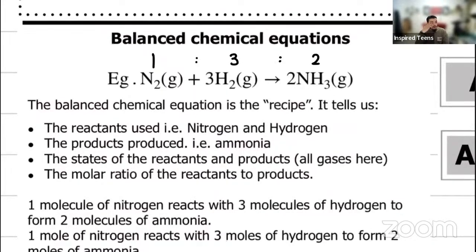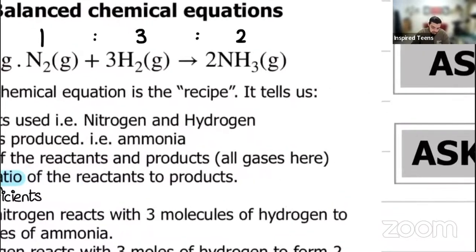So remember, 1 mole contains the same amount of particles as 12 grams of carbon-12. That's the same mole concept that we use here. We refer to it as the molar ratio. The molar ratio are the coefficients of each element or compound. So those are the coefficients. They are known as the molar ratio.